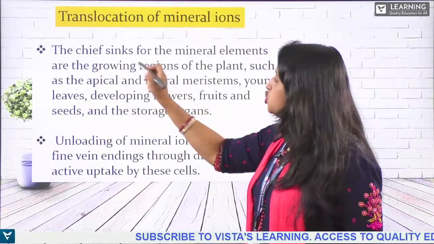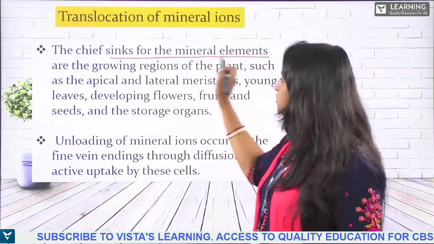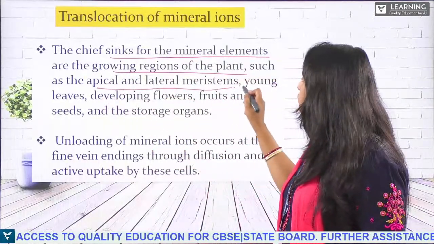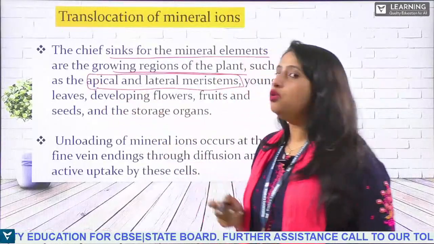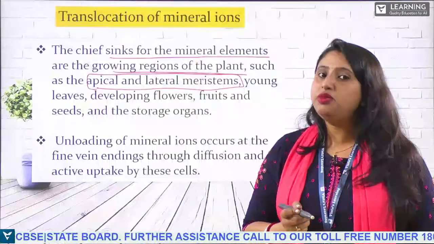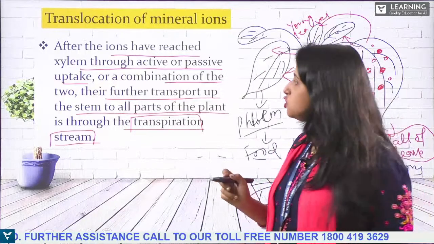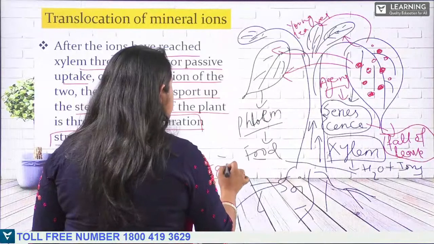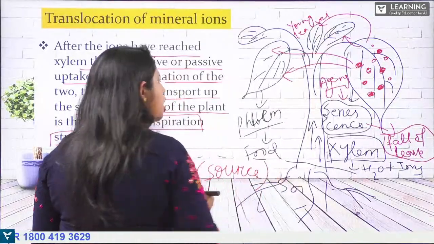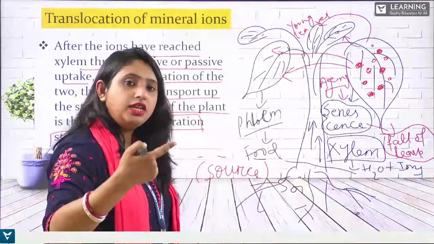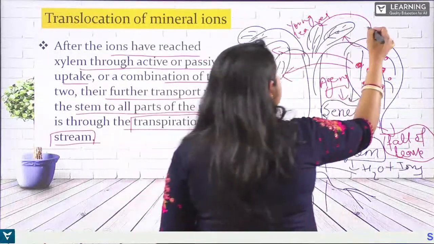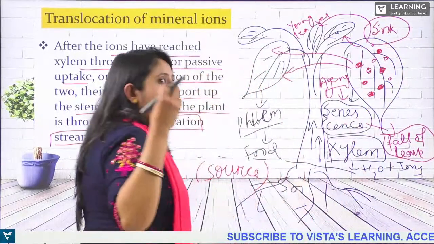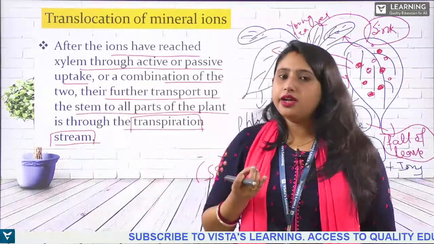Next. The chief sinks for the mineral elements are the growing regions of the plants, such as the apical and lateral meristems. Now you know what a sink is. Sink means where the minerals will be deposited. Source means what? Here the source is the soil, from where the mineral ions are being taken up, isn't it? And the sink is the young leaves, that is the apical meristem and the lateral meristem.